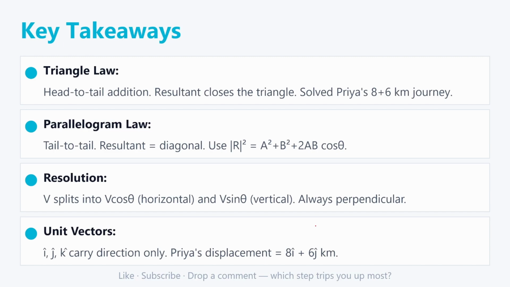Next, we learned the resolution of vectors. Split any vector into v cosine of theta, the horizontal one, and v sine of theta, the vertical one. So Priya's 10-kilometer resultant decomposes back into 8 I cap plus 6 j cap kilometers. Speaking of I cap and j cap, we discussed unit vectors: I cap, j cap, and k cap. They only carry direction, and you can write any vector as vx I cap plus vy j cap.